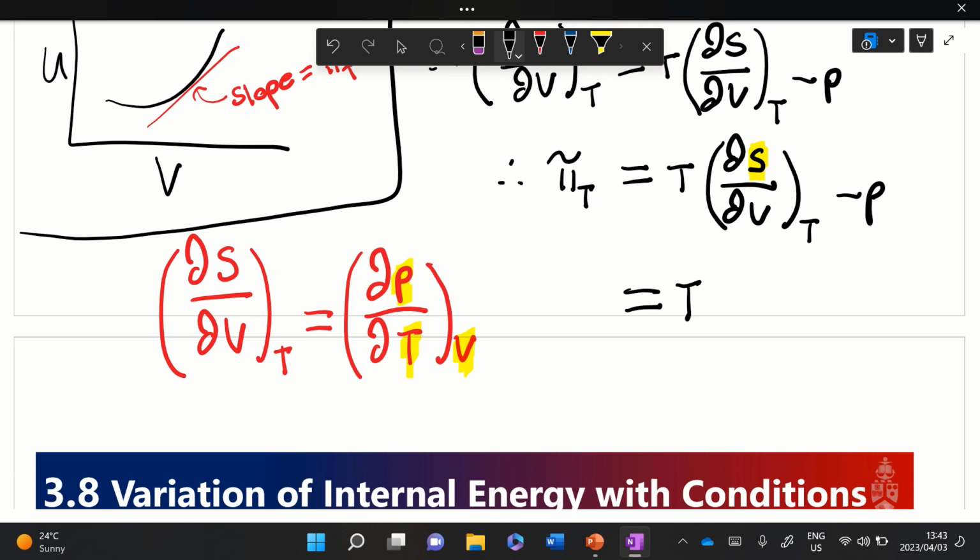So let's plug that in. Then we get π_T equals T (∂P/∂T) at constant V, minus P. That is what we wanted. So now we have an expression for the internal pressure in terms of measurable quantities.